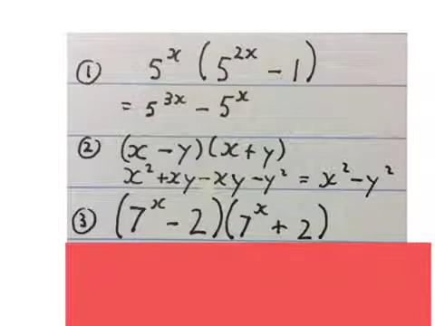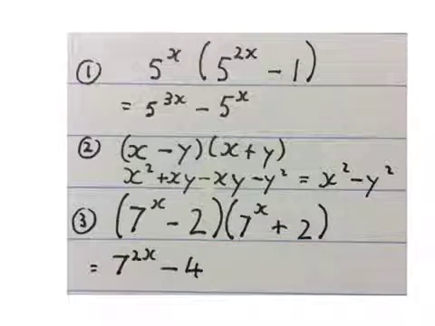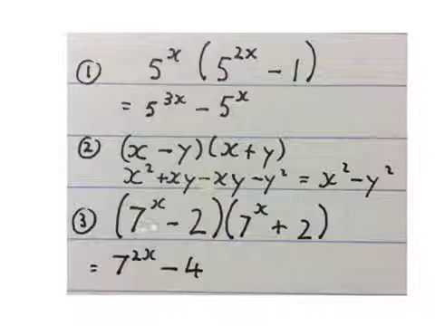Now here we have such a situation. We have two brackets with exactly the same number there and there, same number there and there, and a different sign over there. You get your brain around this. You're just going to times the 7x with the 7x, because the bases are the same. You add the exponents. That gives you 7 to the 2x. Minus times a plus gives you a minus, and 2 times 2 is 4. So this is the final answer of this complicated looking product.